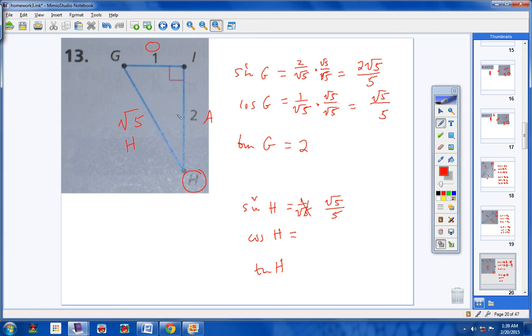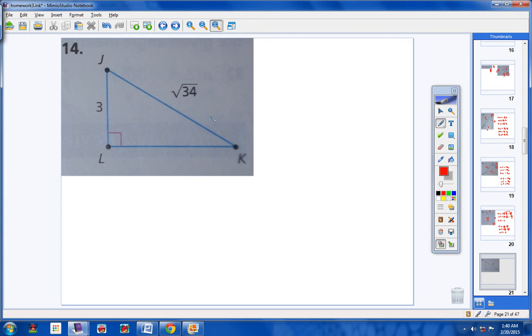Cosine of H. Okay? Well, the cosine of H is adjacent over hypotenuse. So 2 over square root of 5. Now, students, if you'll look up here, we already had 2 square root of 5, and we already rationalized the denominator, and we got this right here. So my answer is going to be 2 square root of 5 over 5. And then tangent of H. Tangent is opposite over adjacent. So 1 over 2. All right, let's go ahead and take a look at number 14 real quick here.